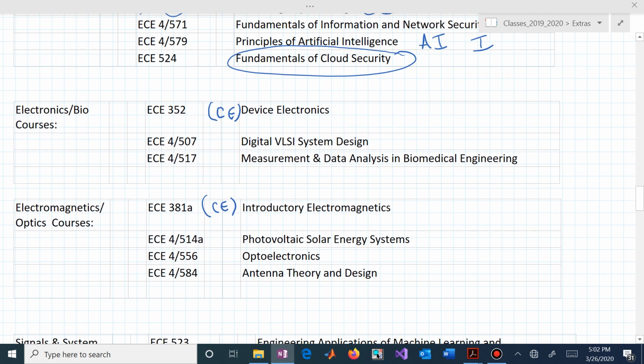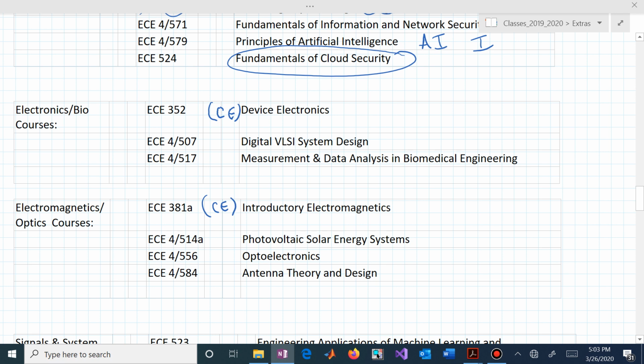In the microelectronics area and bio area, if you're a computer engineering option student, you can take 352 device electronics. What's going on when you actually create a diode or a transistor? How does doping work? What does that really mean? How do you dope a system in order to make it perform the way that you want it to perform?